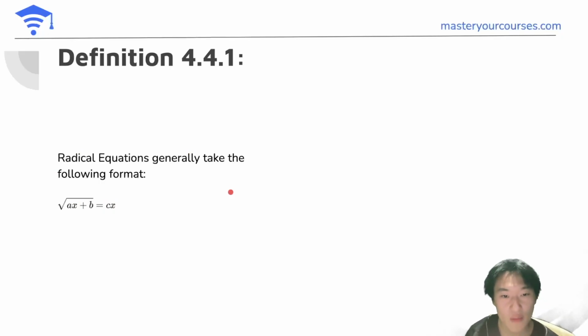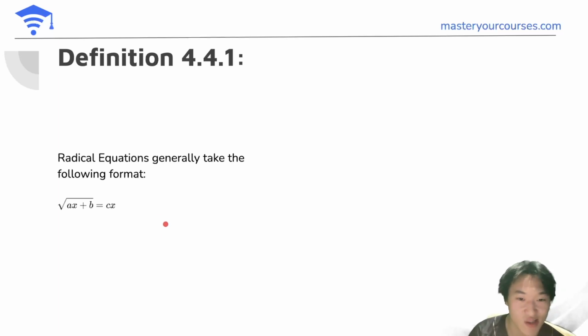Okay, so radical equations generally take the following format: the square root of ax plus b equals cx. Now, we want to know, how can we solve for x? It's under a square root. We've never seen this before. Well, in fact, you actually kind of have, right?